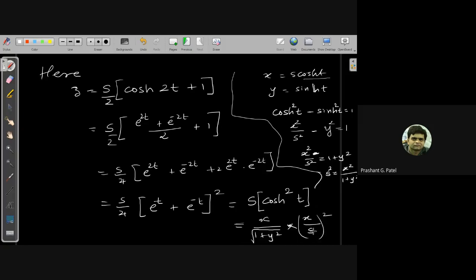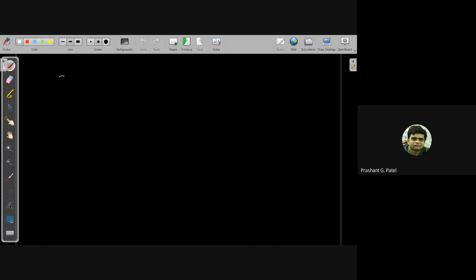But again, so what we'll do is we'll just write down s into x, cos hyperbolic of x is x by s. So it is x square by s square. One s is cancelled out, so it is x square by s. So finally what we got is z is equal to x square by s.